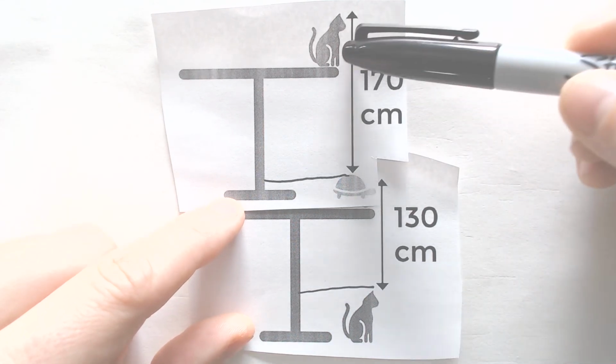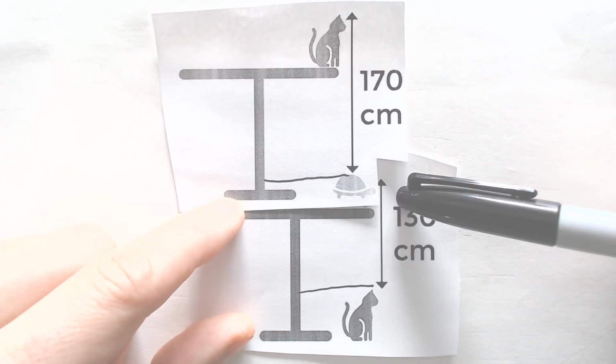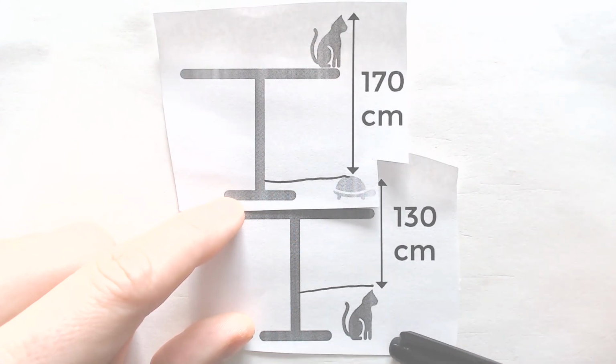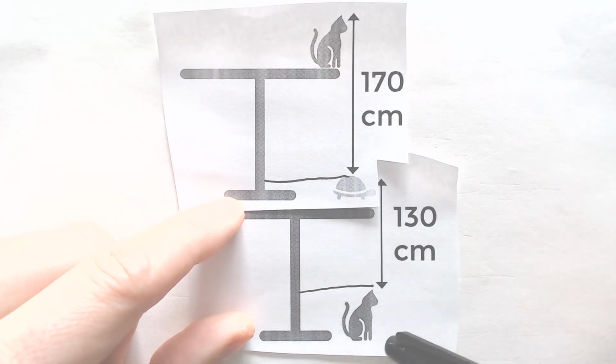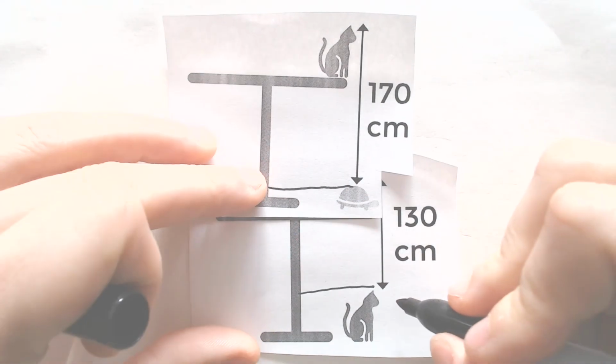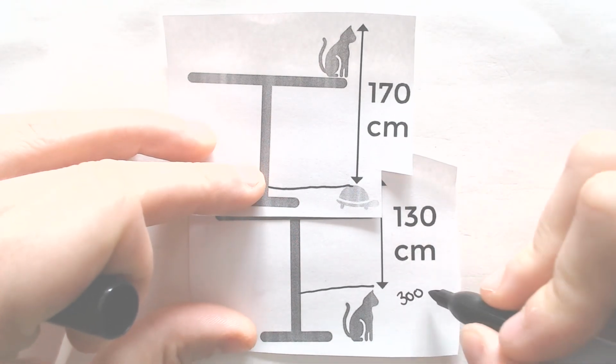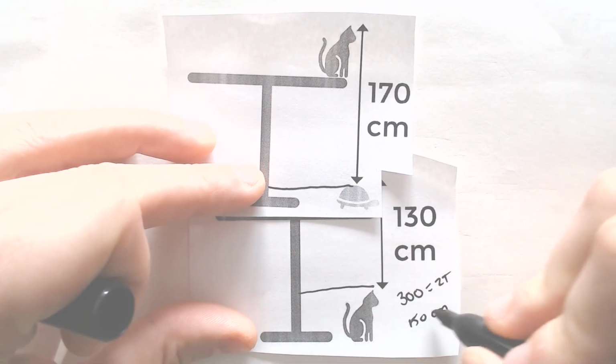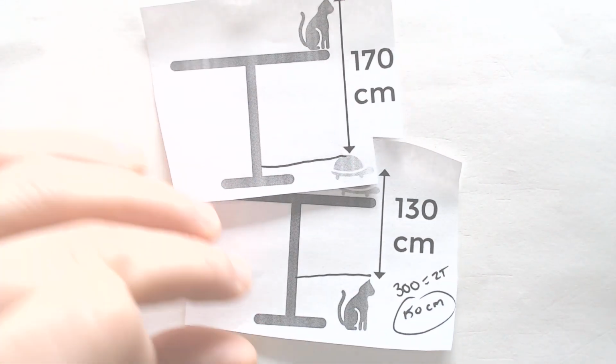So if we have the 130 and then the 170 with an extra cat, and that extra cat is essentially the bottom part of the table that's missing, that means that 300 is equivalent to the two tables, which again is 150 centimeters for a singular table.